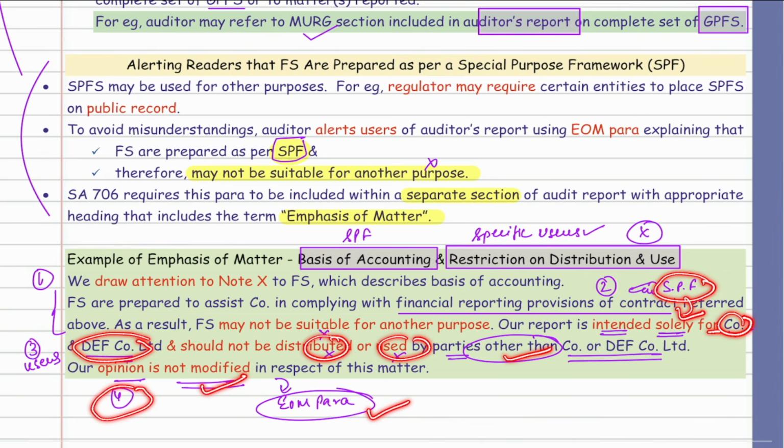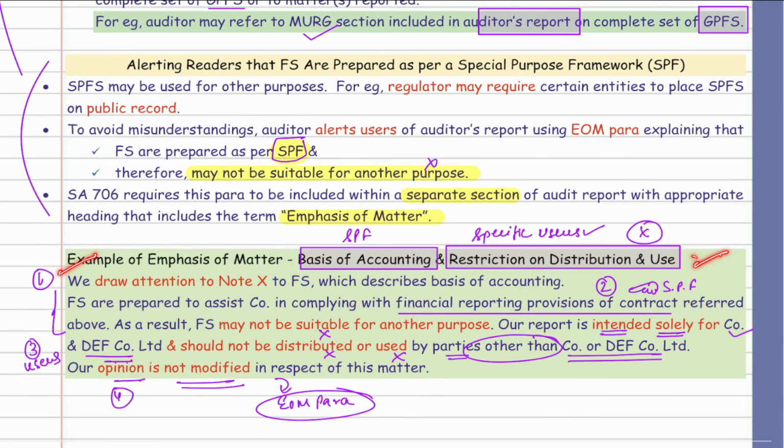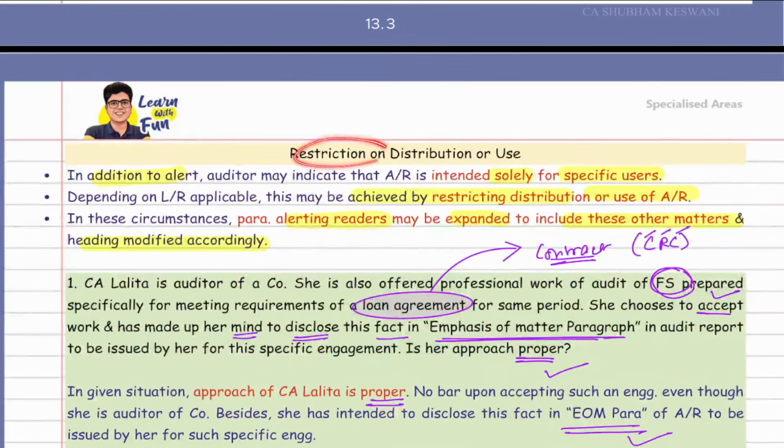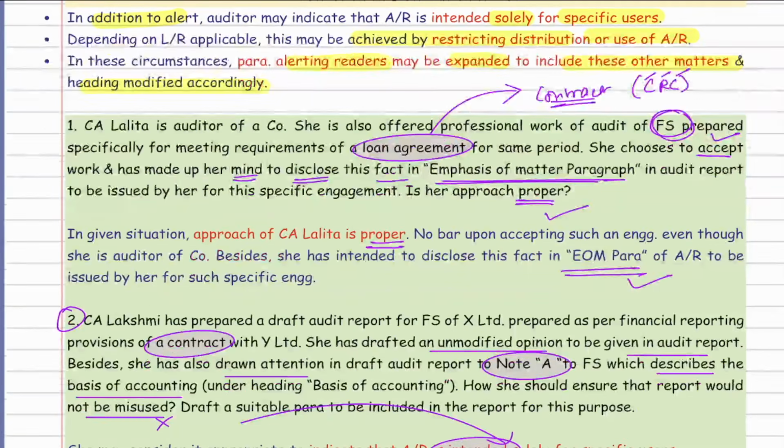This is something we have already covered in SA 706. Done. 4 things: draw the attention, special purpose framework, only for selected users, and our opinion is not modified. This restriction on distribution and use is the same thing which is given, that in addition to alert, say it is solely for specific users, so it should not be distributed or used by other users. Got it? Got it, sir.